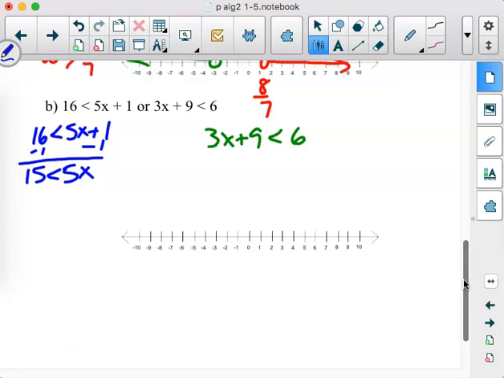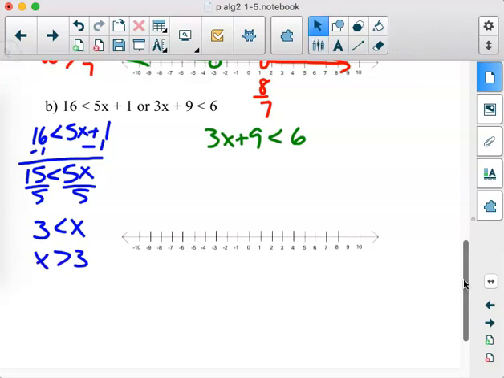No. Most of the time you end up saying, why don't we ever get to flip? Well, now we can flip the whole thing. It'll make it a little easier to graph. X is greater than 3. Let's go to the green. We'll do all our graphing at once. 3x plus 9 is less than 6.